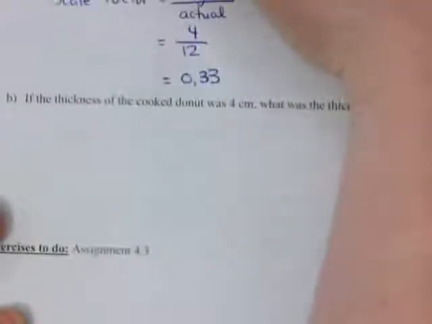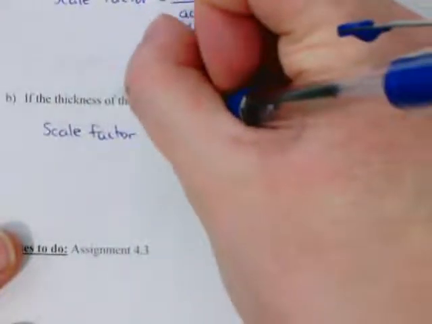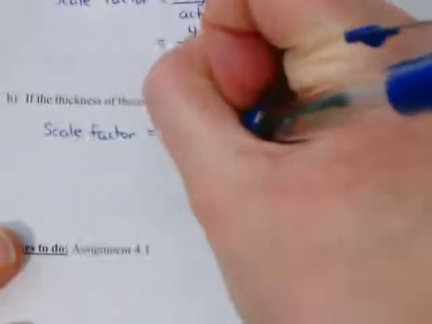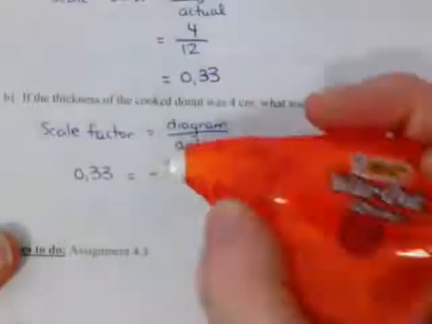So now if the thickness of the cooked donut was 4 centimeters, what's the thickness of the toy? So this is where we start with scale factor equals diagram divided by actual. So in this case, we have 0.33 equals 4 over, oh no, I'm sorry.